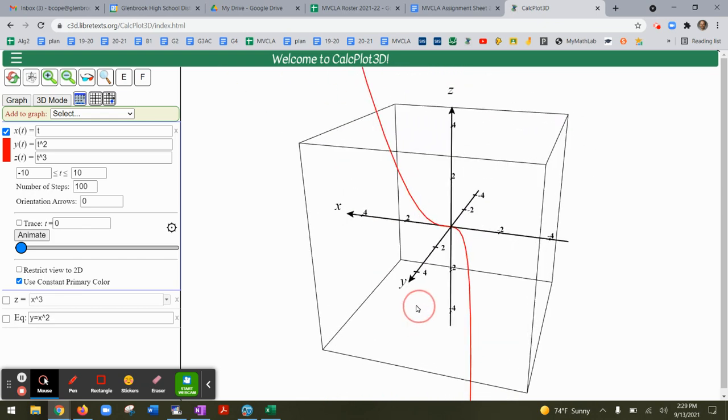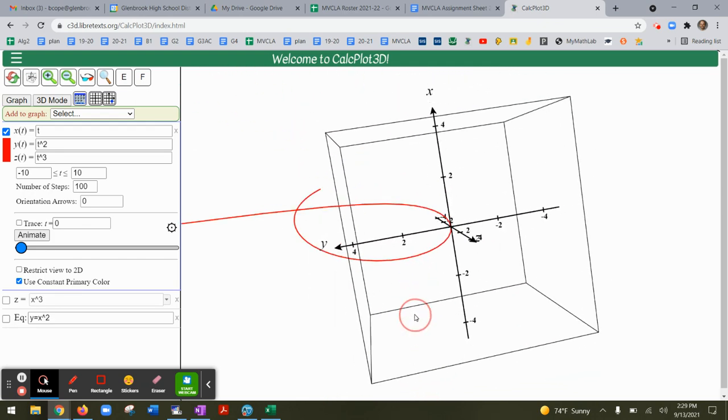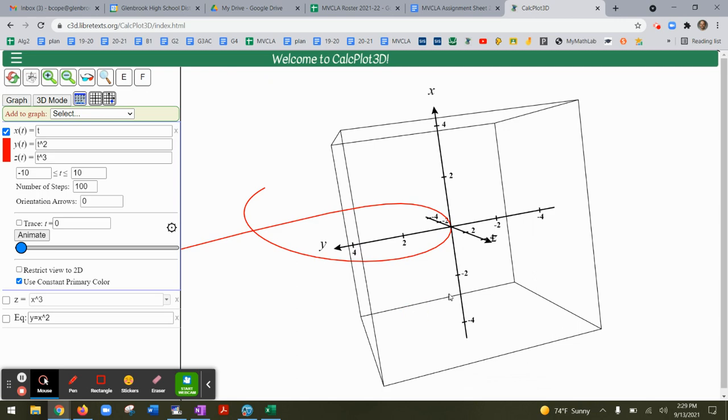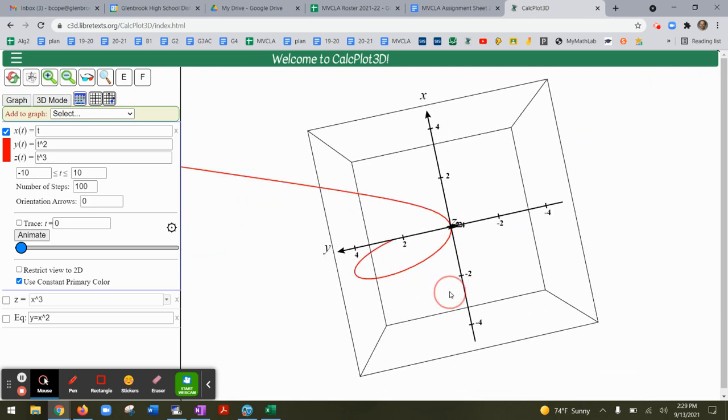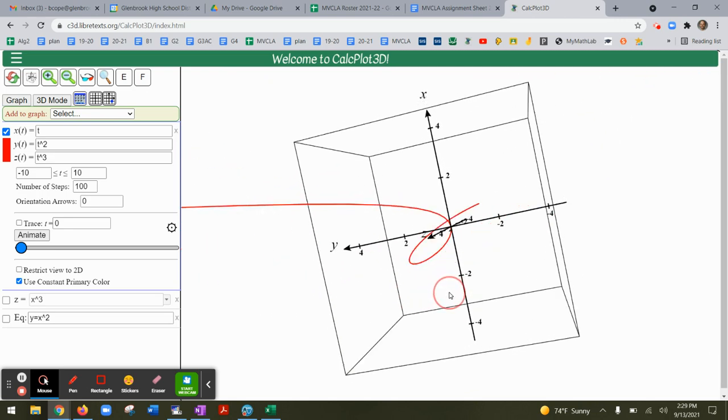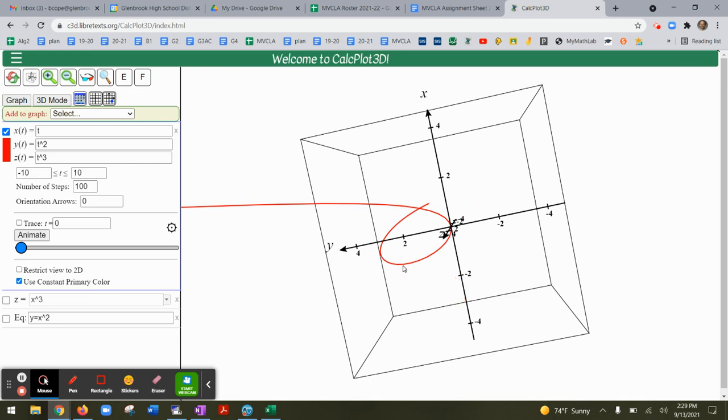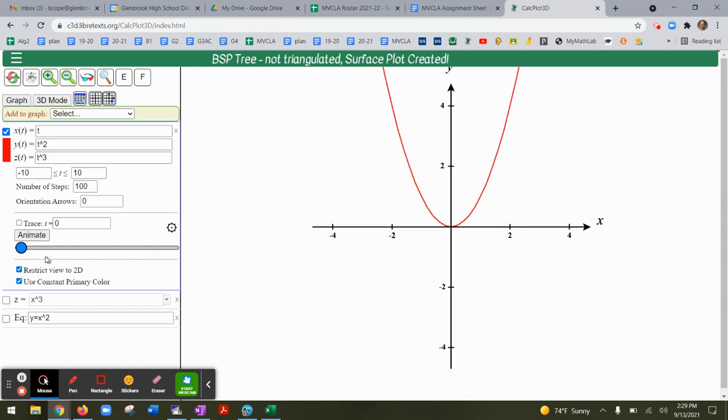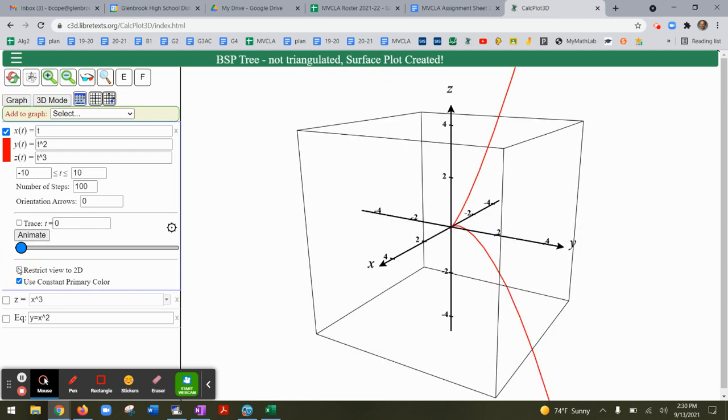Wait, if you look at it from z, it looks like t squared. Yes. Wow, that's crazy. I bet there's a shortcut that would allow me to look directly at it from there. I think if you press restrict view to 2D. Oh, really? Oh, yeah. Thank you. Very nice. I did it by accident, and then I unchecked the box and I didn't know how to get it back. Thank you. That's really helpful.